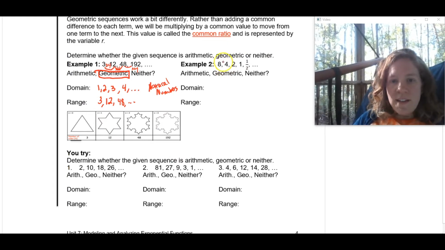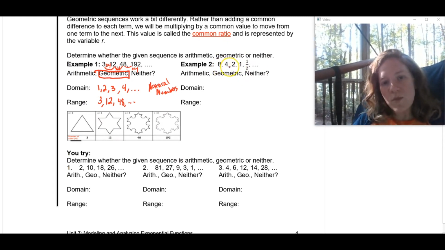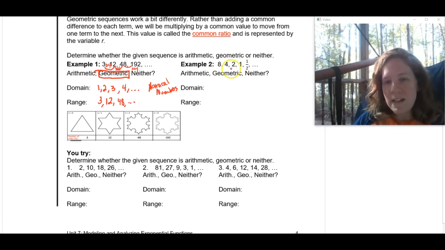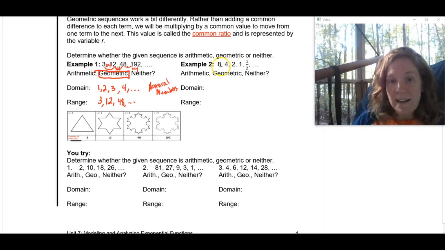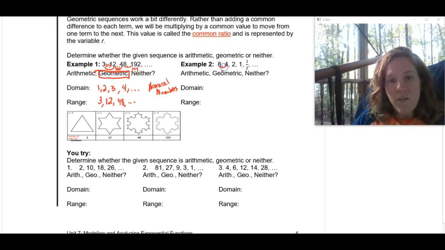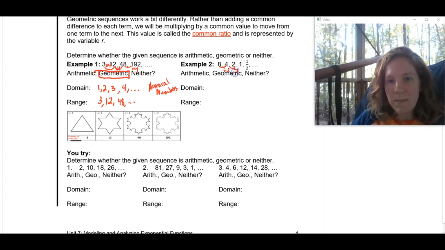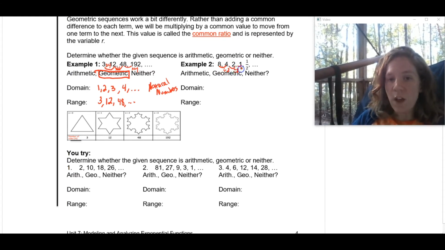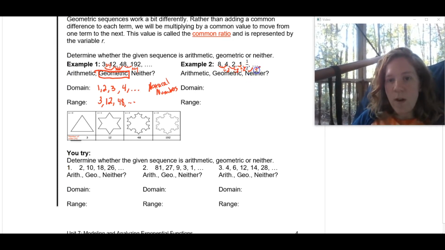All right, let's do another example, one that's getting smaller. If this were arithmetic, then I'm subtracting 4, except 4 minus 4 is not 2. So I've got to see if I can multiply or divide. To get from 8 to 4, I'm dividing by 2. To get from 4 to 2, I'm dividing by 2. And that's going to continue. 2 divided by 2 is 1. 1 divided by 2 is 1/2.